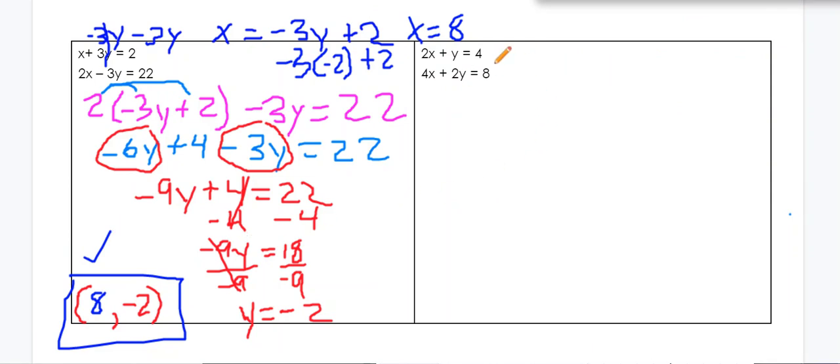There's one more here to try. Go ahead, pause the video, try this one on your own, check your work when you're done. Unpause it when you're done and check your work.